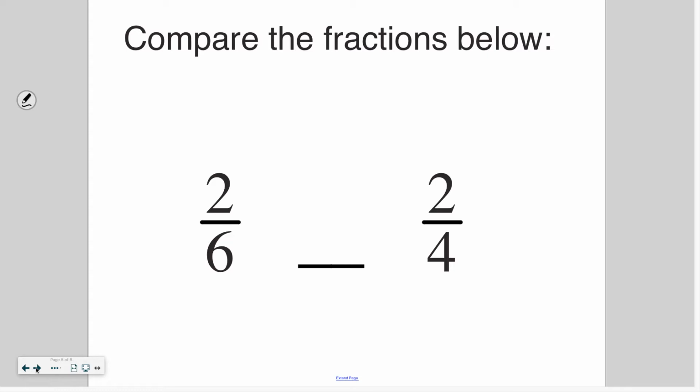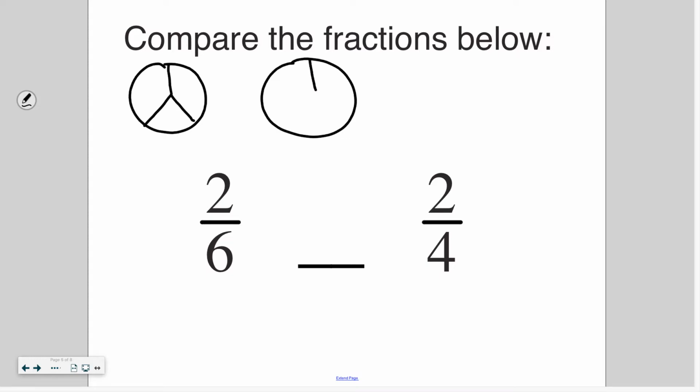So I'm going to show you the butterfly method. Here we have 2/6 and 2/4. So before I say anything, when we're comparing fractions, if the denominator is the same, we just look at the numerator and compare those two numbers, right? Because, for example, say they're both thirds, I have 1/3 and 2/3. You can clearly see that 2/3 is greater, right? So when the denominator is the same, it's very easy. I just look at the numerator.